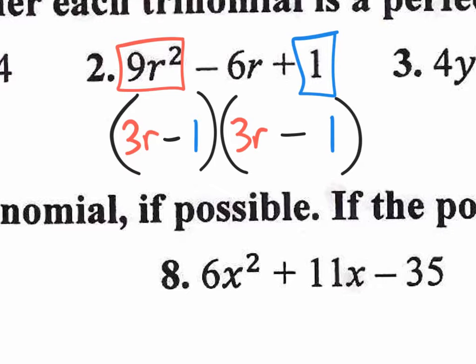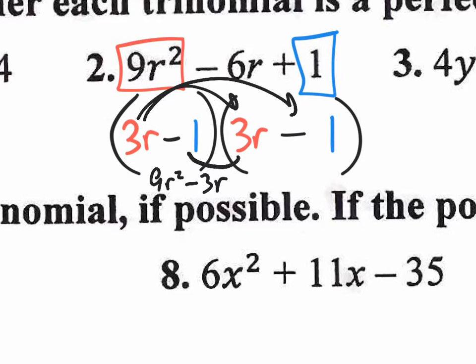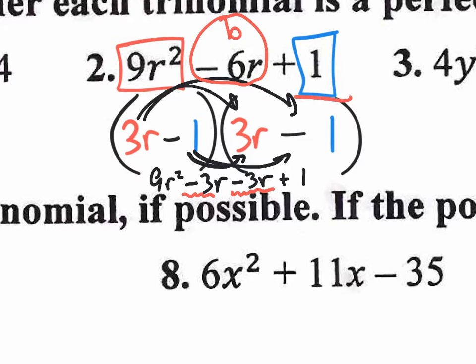So even though it looks like I'm done, we still need to actually double check. So let's distribute 3r times 3r, that's 9r squared. 3r times negative 1, that's a negative 3r. And then negative 1 times 3r, that's another negative 3r. And negative 1 times negative 1, that is positive 1. And of course, when you combine the middle terms, the negative 3r and the negative 3r, we really do get that b value of negative 6r. So that's how we verify that we factored correctly. So we did factor correctly.